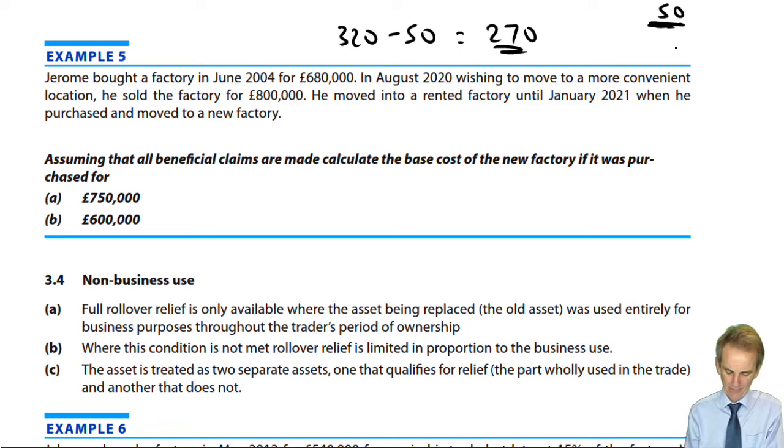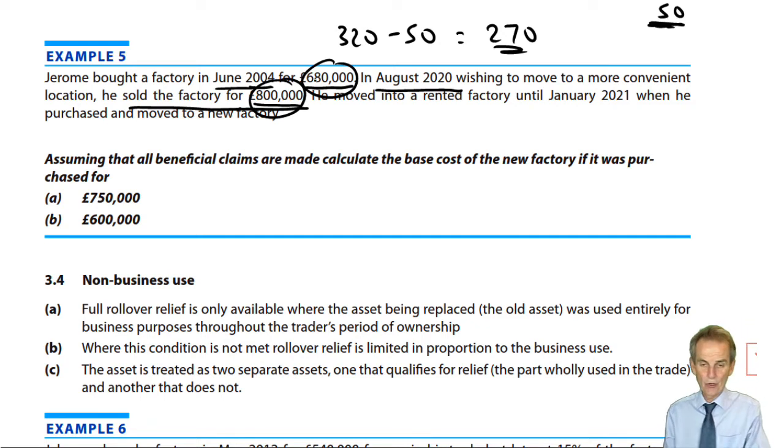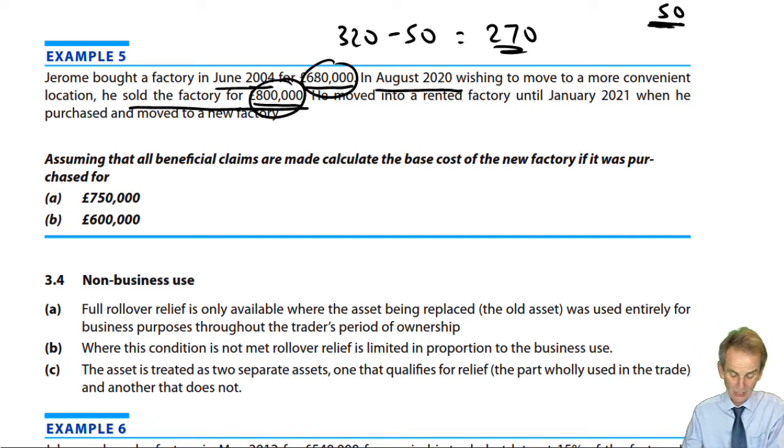Jerome bought a factory, a qualifying business asset for use within the trade, for £680,000 back in June 2004. In August 2020, wishing to move to a more convenient location, he sold the factory for £800,000. So we've got costs 680 and we've got proceeds 800. So very clearly we can see what the gain is.